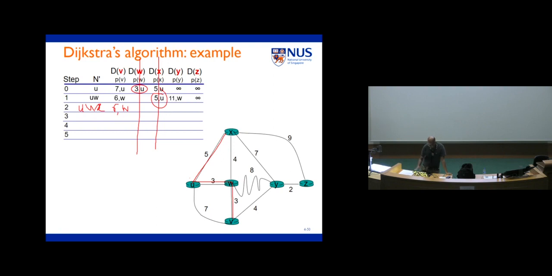How about Y? Previously the cost of going to Y was 11 and through W. If I go via X, it will be 5 plus 7, which is 12. So going via W is still better. How about Z? Previously the cost was infinity, but now I can go to X, which is 5, and then there's a direct link, which is 9. So that is 14. Okay, so now I can update this.